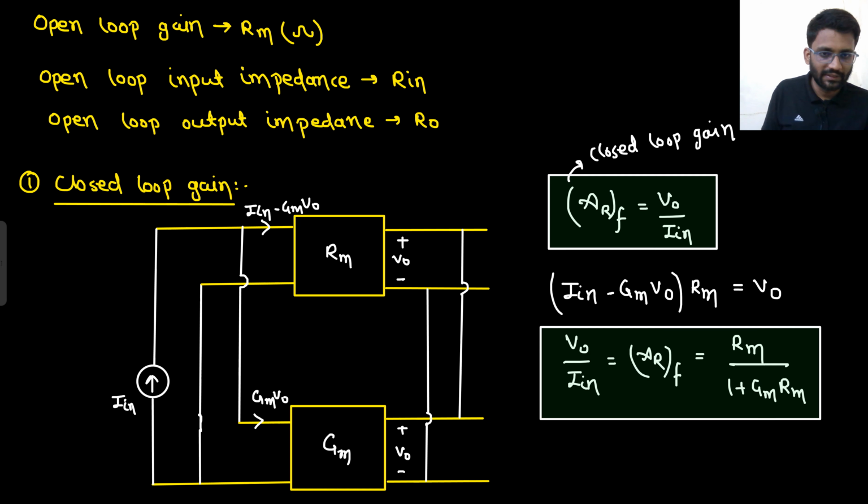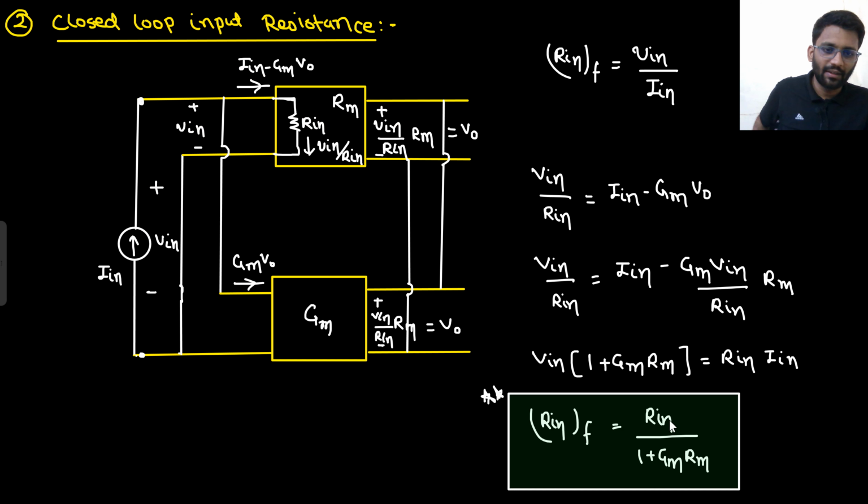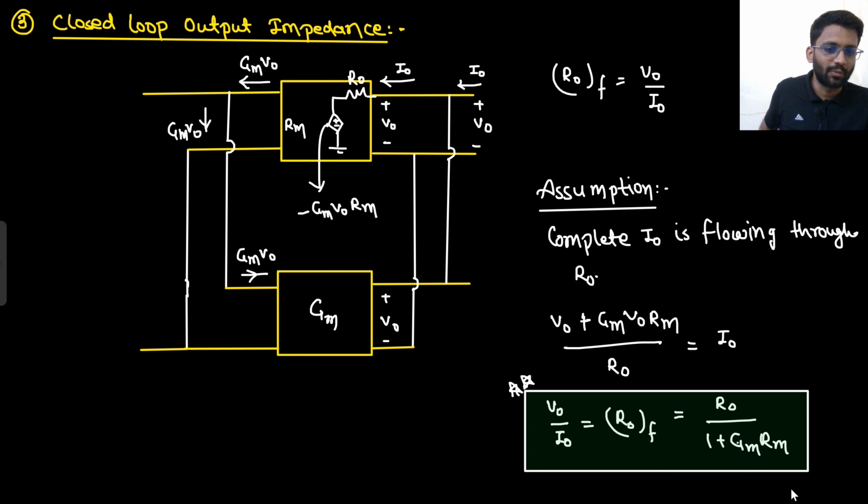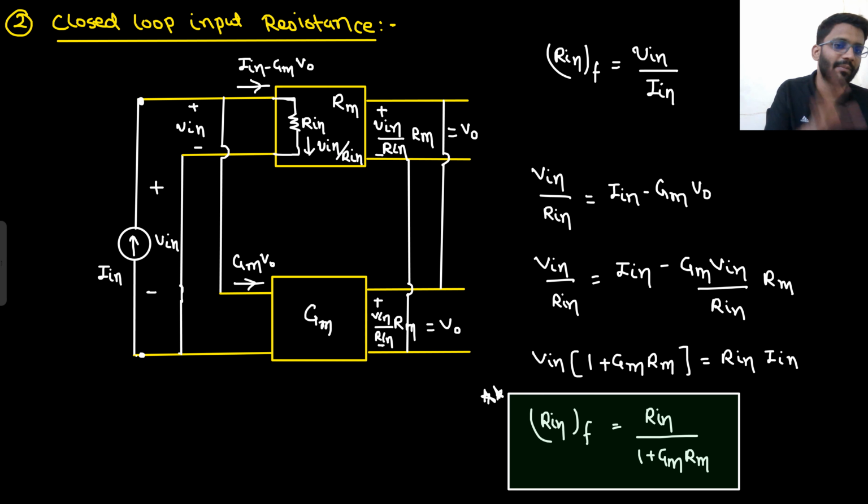Well and good. So this was the gain, RM upon 1 plus GMRM. This was the input resistance. This was the output resistance. Derivation is not important, but you should have a clear idea how the derivation is made. Because what if they make some other block and then they can ask you the derivation? They can design anything. An IIT professor can design anything. They can design any block and make you use this derivation. So you should be comfortable with the derivations as well, right?